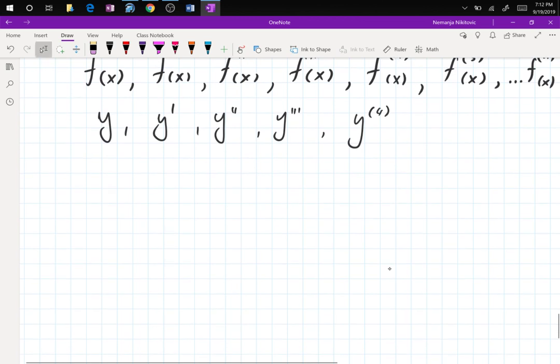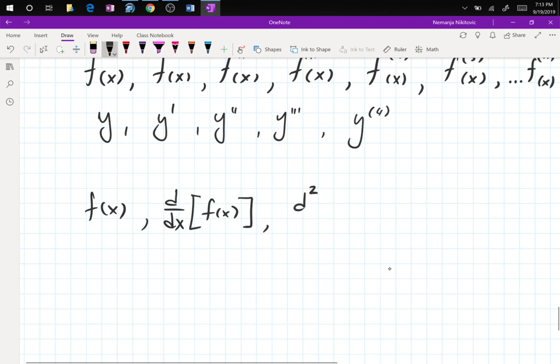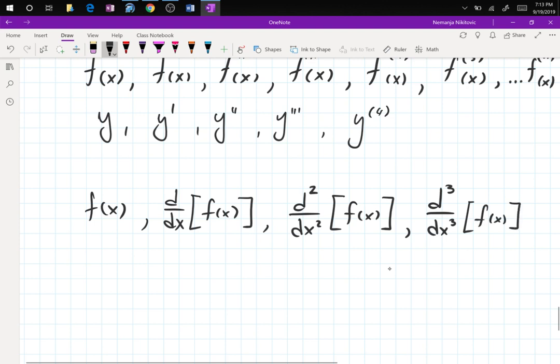And now we get to the God tier notation. And that's the Leibniz notation. If I have f of x, that's the first one. And then the next one is going to be the derivative of f of x. And then the next one is d squared over dx squared of f of x. And then the next one is d cubed over dx cubed of f of x. Dot, dot, dot, going on forever.